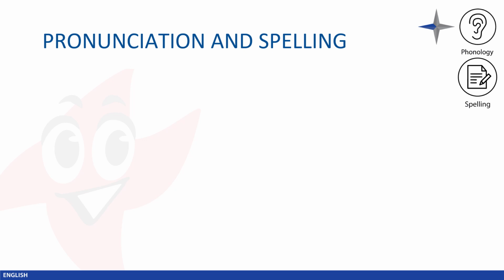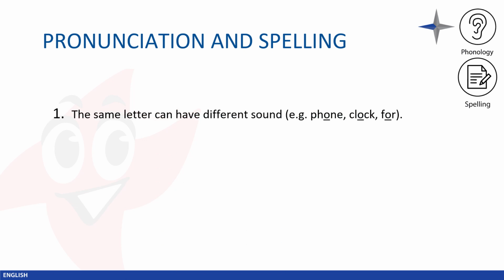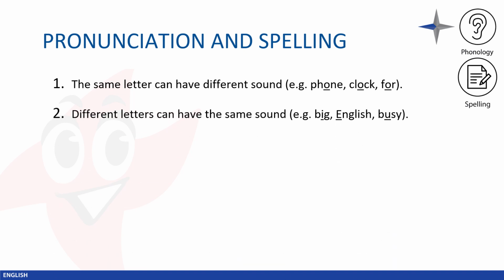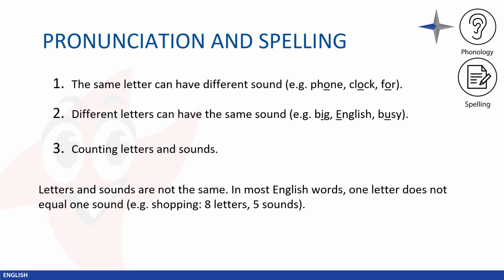If you want to dig a bit deeper into spelling and pronunciation, well, the same letter can have different sounds. So phone, clock, for: you see 3 different sounds for the letter O. Then we have different letters that have the same sound, like in big, English, and busy. Then you have counting letters and sounds. You think it might help, you're right? So letters and sounds are not the same. In most English words, one letter doesn't equal one sound. Like shopping, you have 8 letters, but you have 5 sounds.